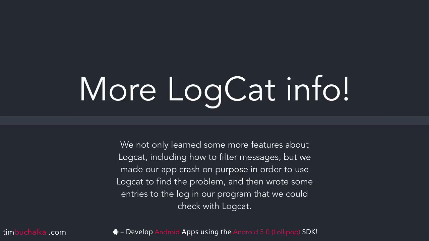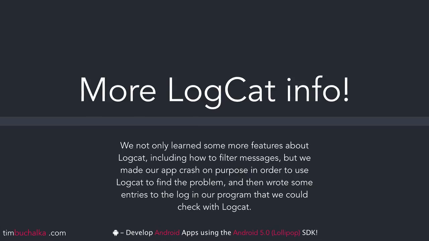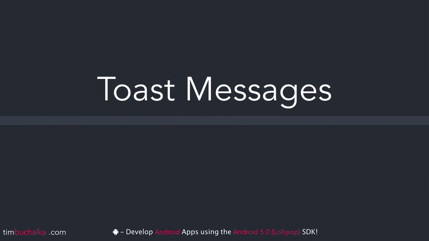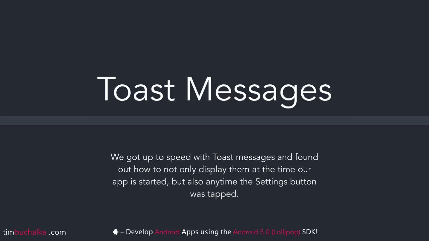And we also made our app crash on purpose in order to use Logcat to find the problem. And then we wrote some entries in the log in our program that we could actually check with Logcat. And finally, we went through and used toast messages. Now, of course, toast messages are those messages that appear briefly at specific times in an application's lifetime. And what we did was use those toast messages firstly to come up with a message when the app was started, but we also got it to automatically come up any time the settings button was tapped.